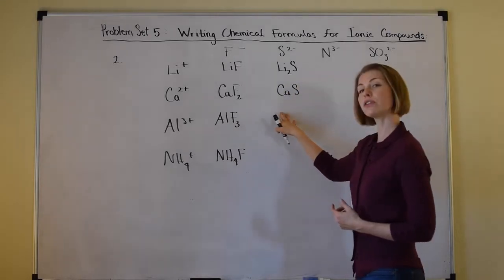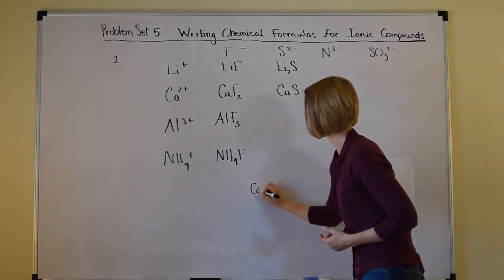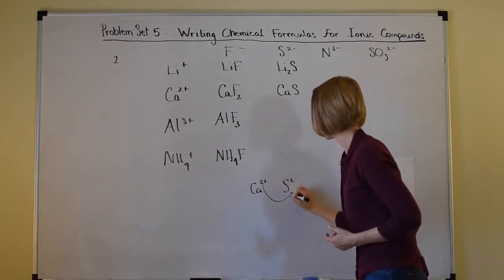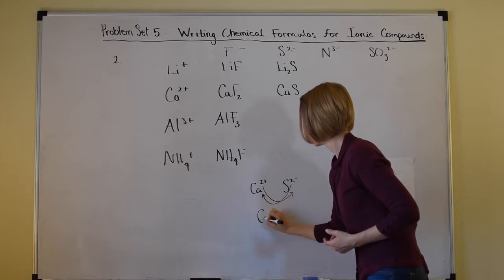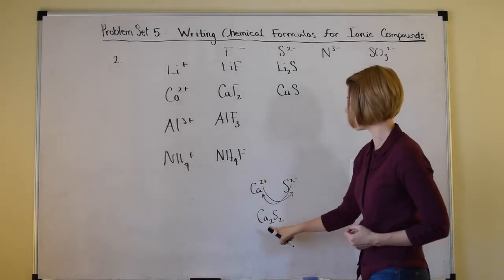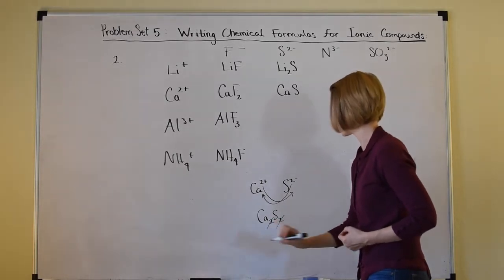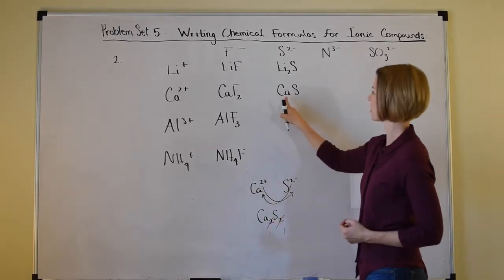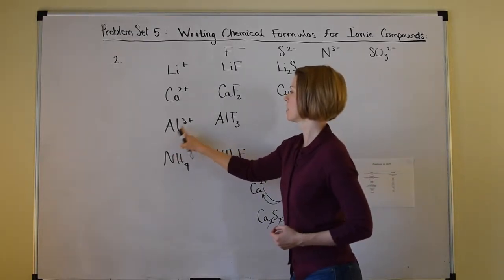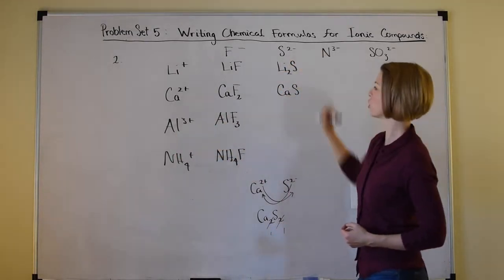CaS. And that's a good example of when that little switching rule, that little switching thing you do, comes into play, when you'd want to simplify. Okay, so you wouldn't want to leave it as 2-to-2, you'd want to simplify that to 1-to-1. Okay, so CaS.